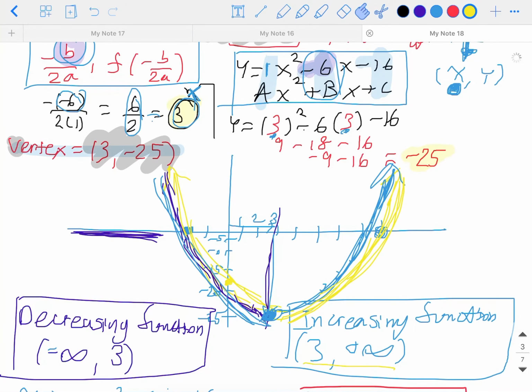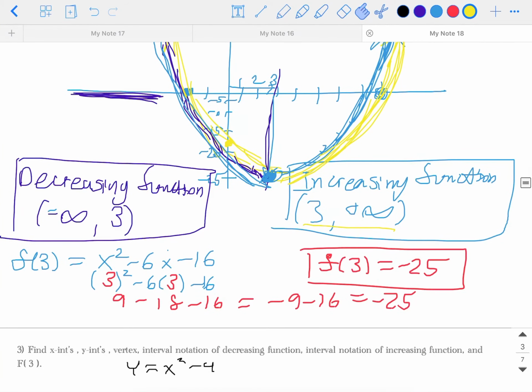The last part of the question was just plugging in a random point of the function, 3. So you see that the x value got substituted as 3, and then you just apply the math. 3 to the second is 9. 6 times 3 is 18. 9 minus 18 is negative 9. Minus 16 is negative 25. And that's why you want to write down your answer as f of 3 is equal to negative 25.